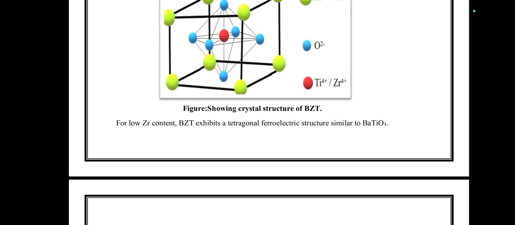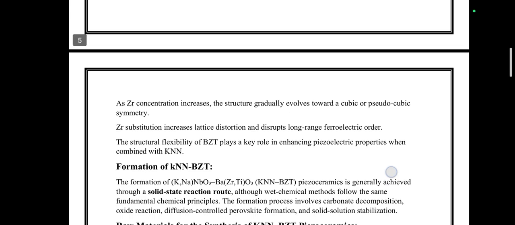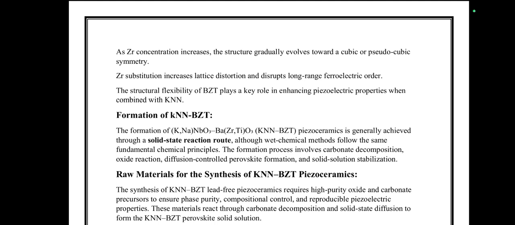Zirconium concentration matters a lot. For low zirconium content, BCT exhibits a tetragonal ferroelectric structure similar to barium titanate. As zirconium concentration increases, the structure gradually evolves towards a cubic or pseudo-cubic symmetry. Zirconium substitution increases lattice distortion and disrupts long-range ferroelectric order. The structural flexibility of BCT plays a key role in enhancing piezoelectric properties when combined with KNN.